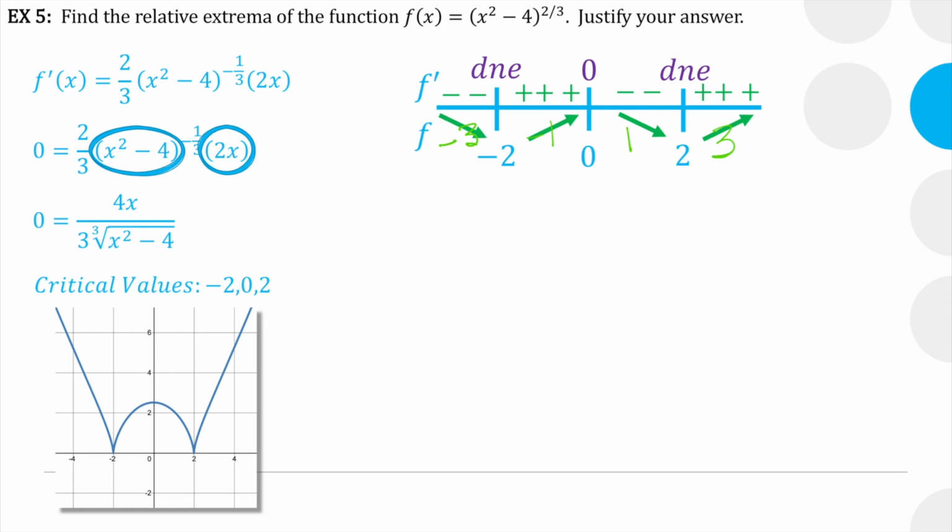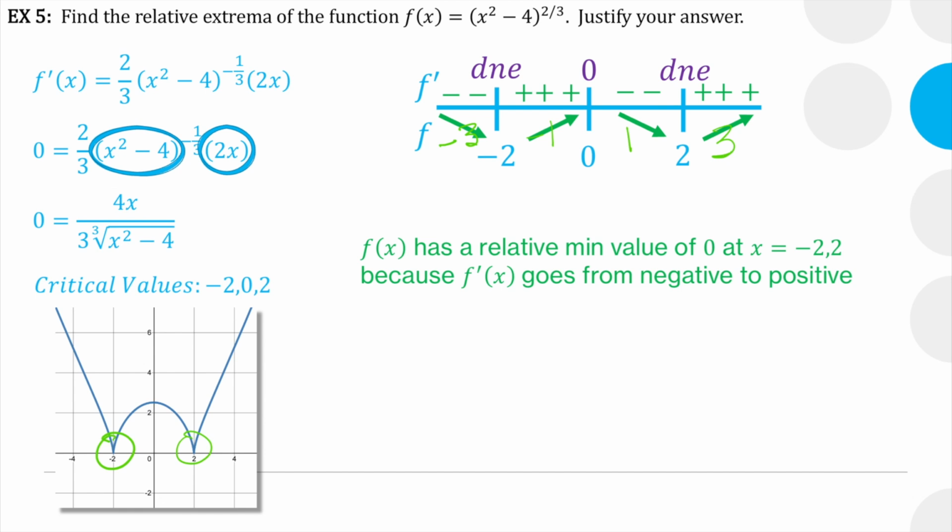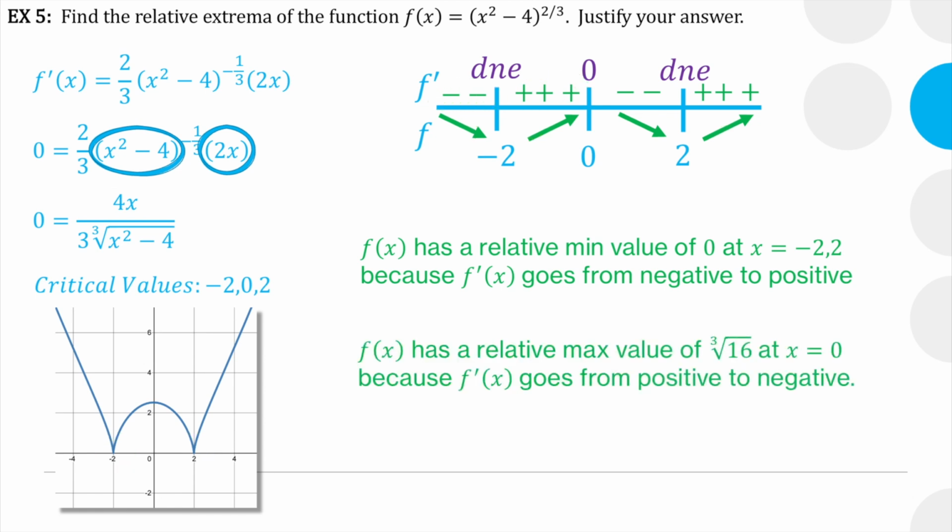See these critical values? They go doink, doink. At -2 and 2, the derivative is undefined. So f of x has a relative minimum of 0 at x equals -2 and 2 because f prime of x goes from negative to positive. And f of x has a relative max value of the cube root of 16 at x equals 0 because f prime of x goes from positive to negative.